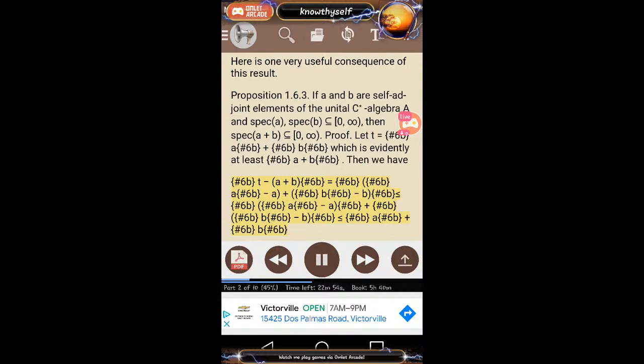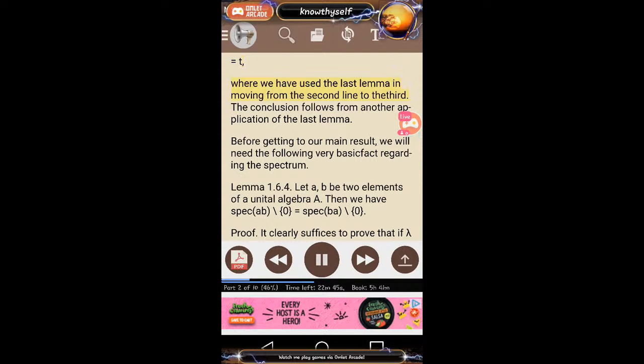‖t − (A + B)‖ equals ‖(‖A‖ − A) + (‖B‖ − B)‖, which is less than or equal to ‖‖A‖ − A‖ + ‖‖B‖ − B‖, which is less than or equal to ‖A‖ + ‖B‖, which equals t. Where we have used the last lemma in moving from the second line to the third. The conclusion follows from another application of the last lemma.